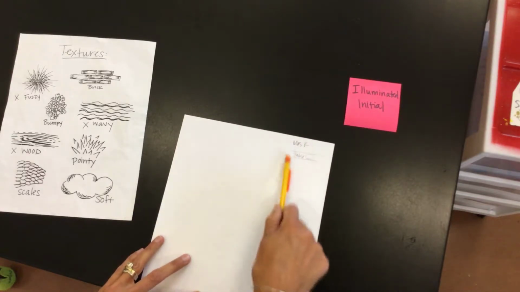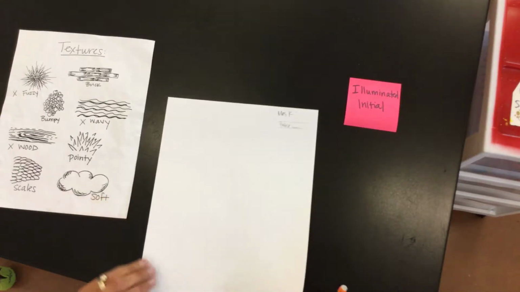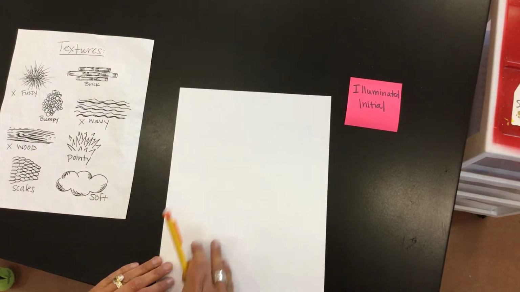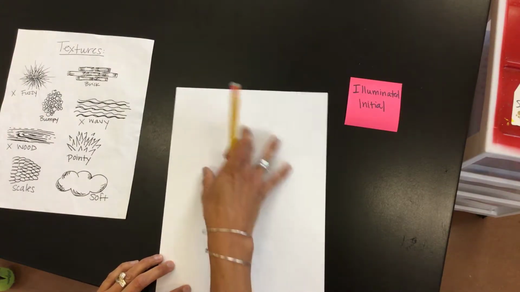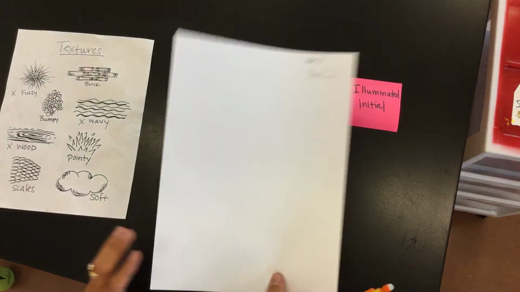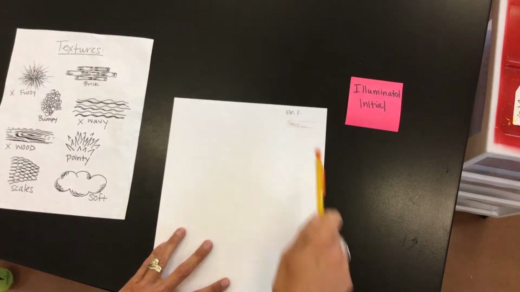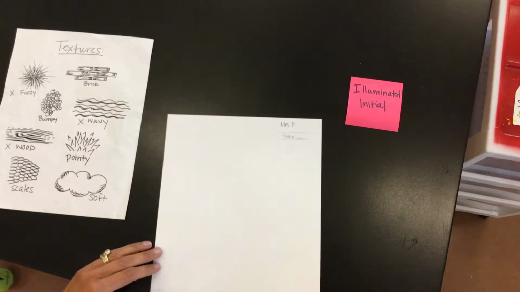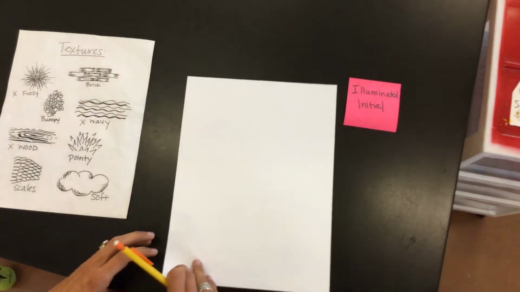Notice I wrote that really small in the corner of my paper because this is your one and only paper. You're using the front to draw your project on, and if you draw and erase and you just need to start over, you can flip this over, but make sure you move your name then to the other side of the paper. You want your name, teacher name, table number to be on the back of your project.